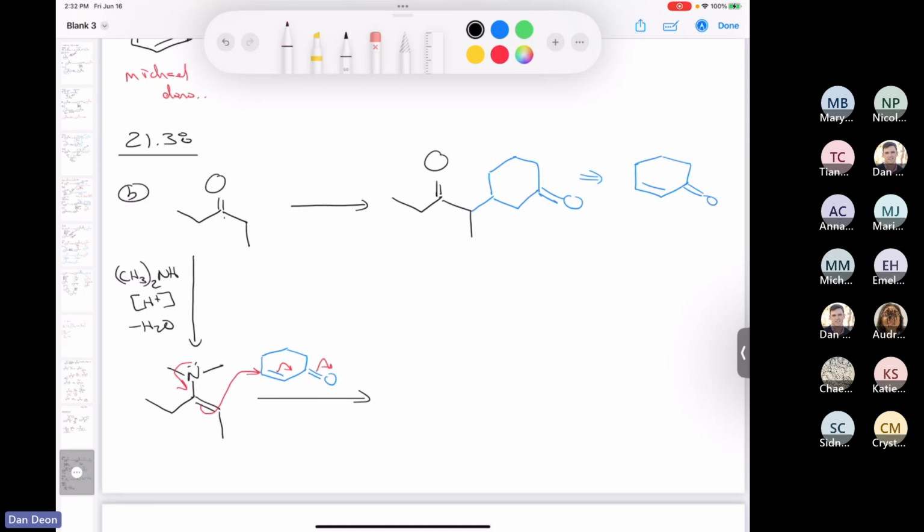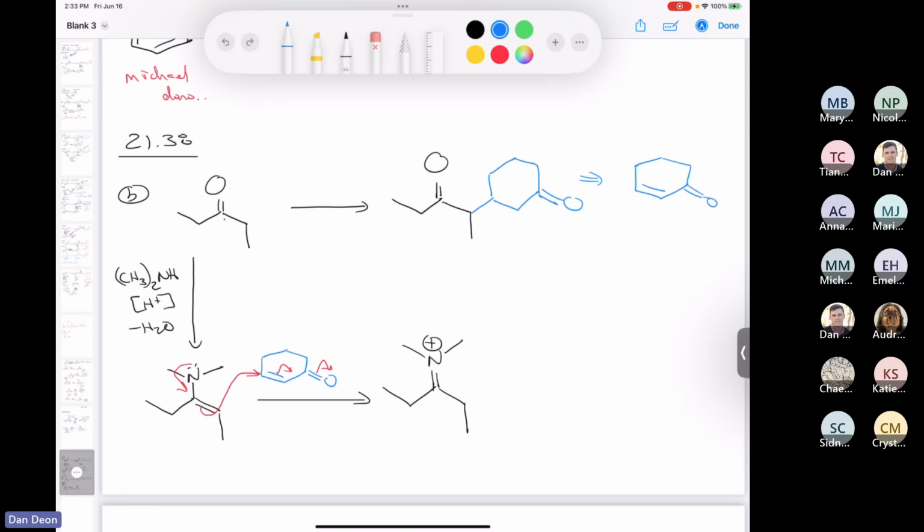Then we're going to do our Michael addition, which looks like this whole host of arrows. So we end up with something that looks like this. We have our iminium ion here, and I'll use my blue pen for the next part.